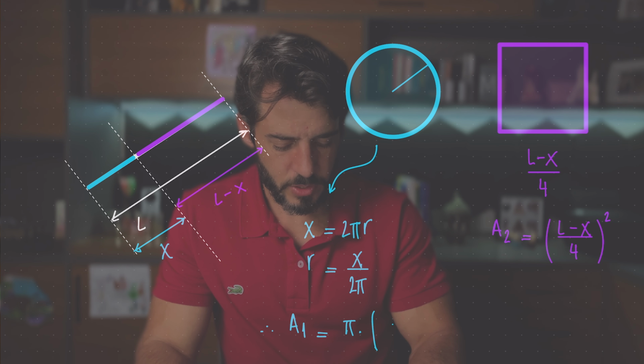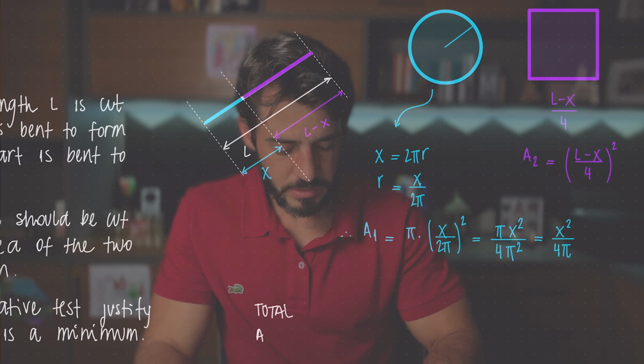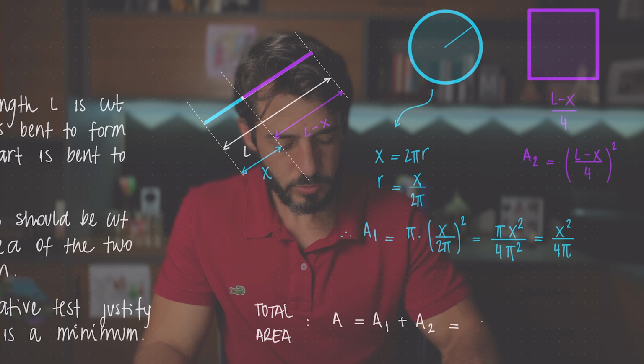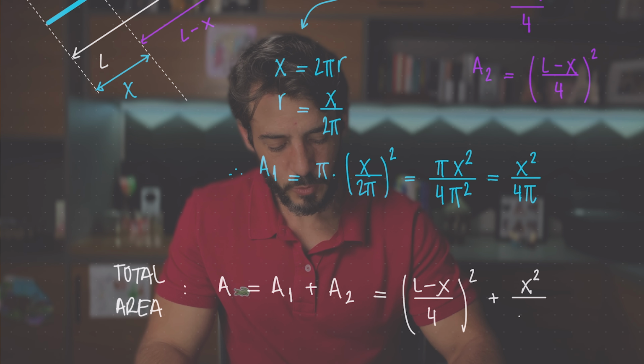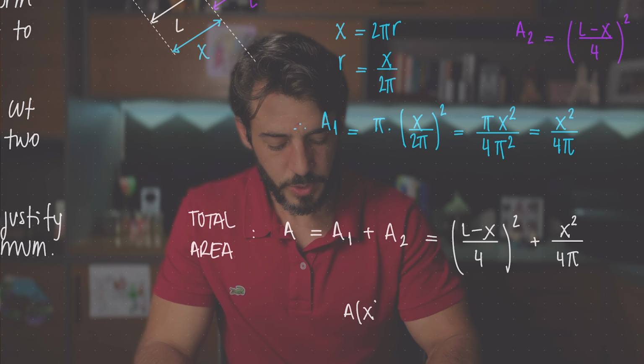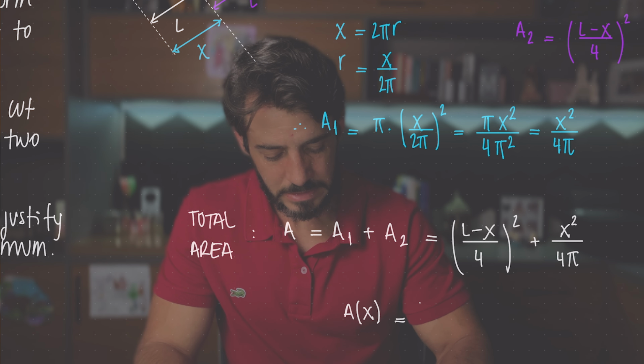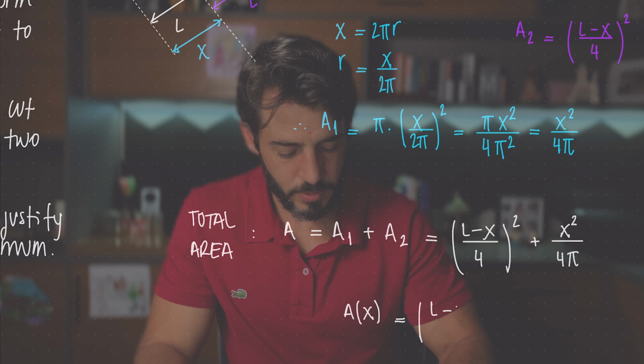Now, knowing how to solve optimization problems is knowing how to answer these questions. So first of all, understand the problem. What was given? What are we trying to optimize for? We're trying to minimize the total area, which means that if we call the total area capital A, it will be equal to ((L minus x) over 4) squared plus x squared over 4 pi. So we can write this function as A of x, given that x is the variable right here.